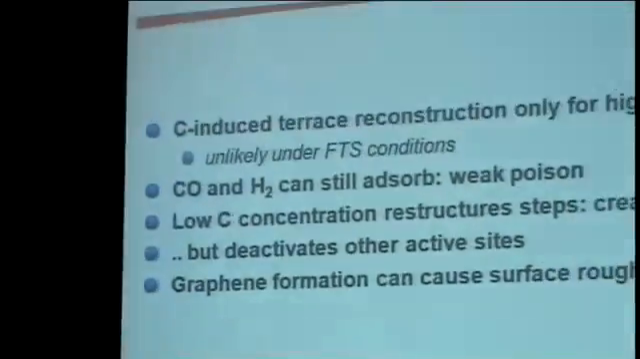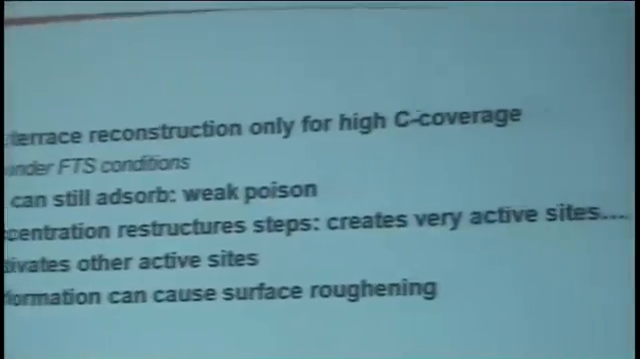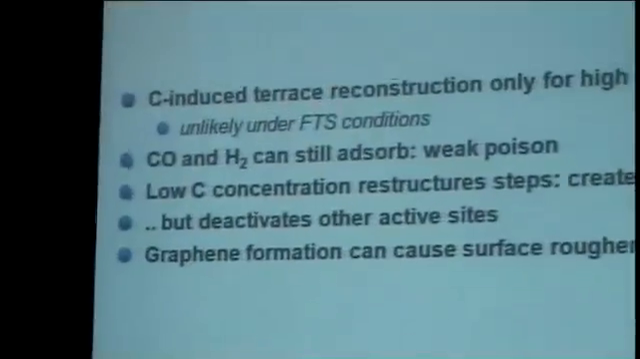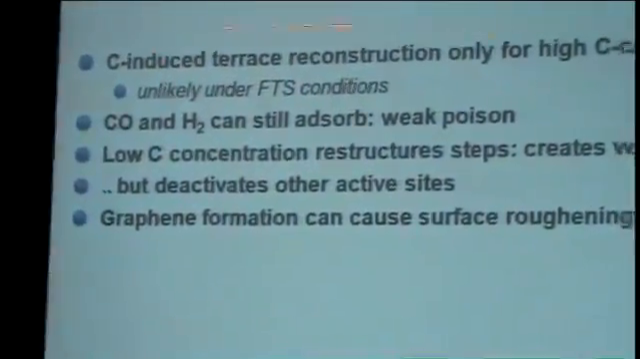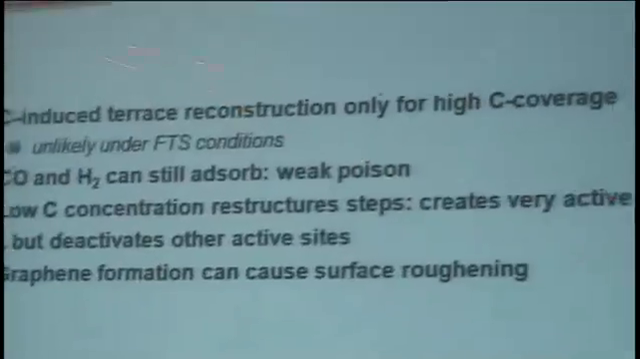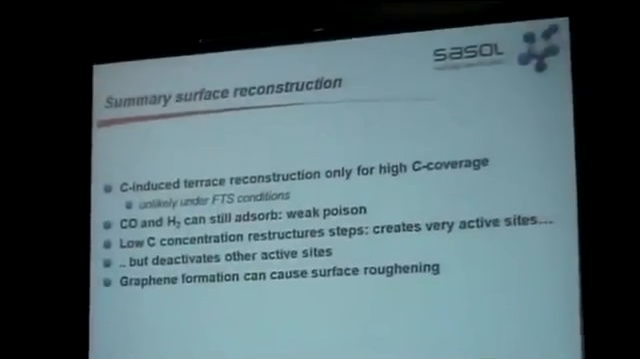So just an interim conclusion about surface reconstruction before going to the next topic. We see that the carbon-induced reconstruction of terraces is probably unlikely under Fischer-Tropsch conditions because it can only happen for a high atomic carbon coverage.